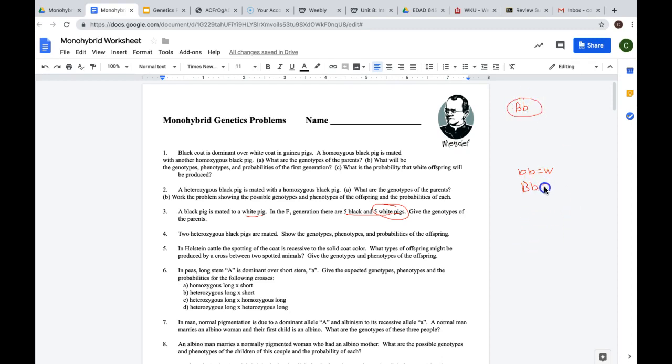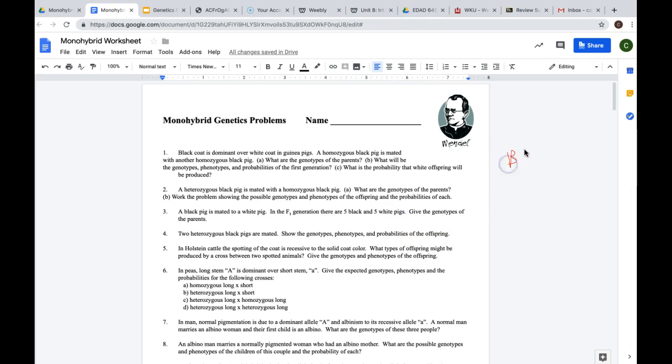So this is the male pig that's black. Then it says give the genotypes of the parents. So there's the genotypes of the parents. This is the white pig, the black pig. Next, 2 heterozygous black pigs are mated. Show the genotypes, phenotypes, etc.